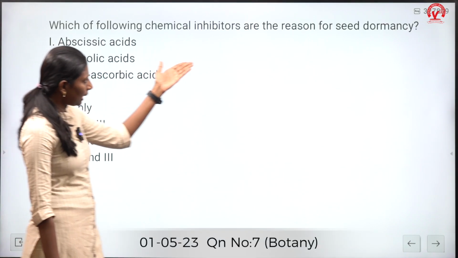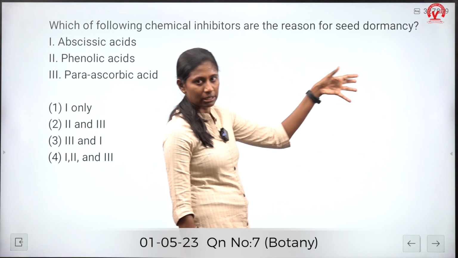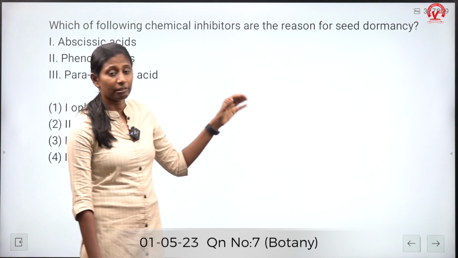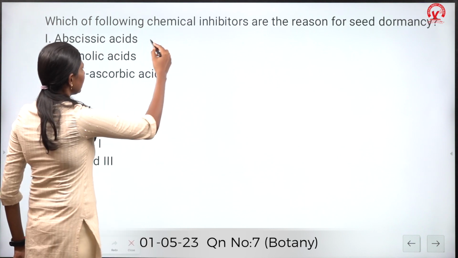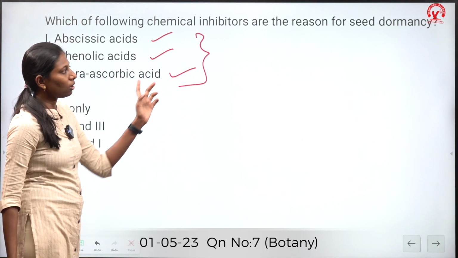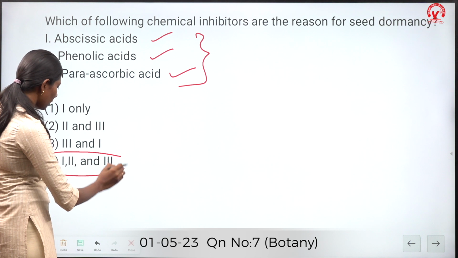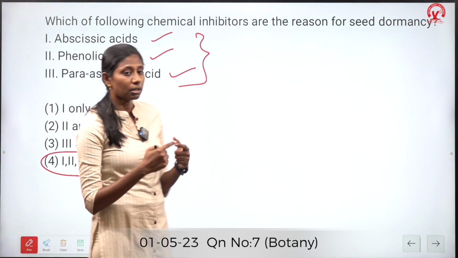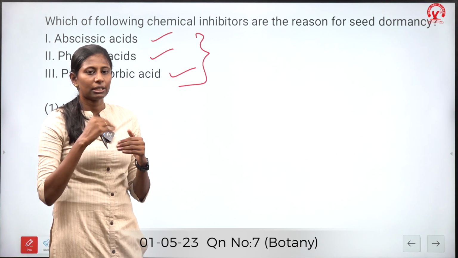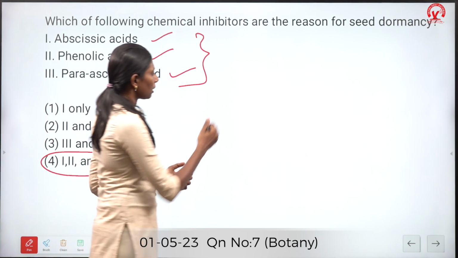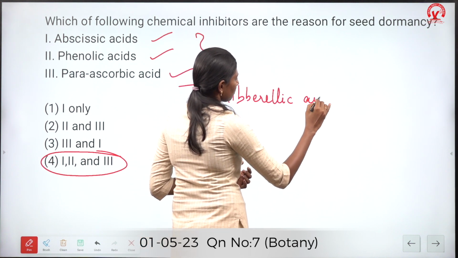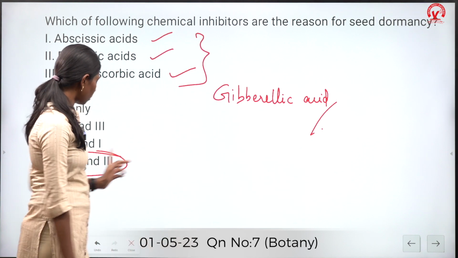Which of the following chemical inhibitors are the reasons for seed dormancy? There are many chemical inhibitors which inhibit seed germination, that is, they promote seed dormancy. What are they? Abscisic acid, phenolic acid, para-ascorbic acid. All of these promote seed dormancy. So the answer will be 4. But if they ask which chemical will inhibit seed dormancy, that is, promote seed germination, that is gibberellic acid. Okay, here the answer is option 4.